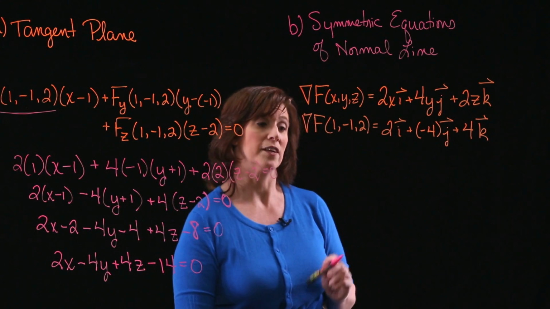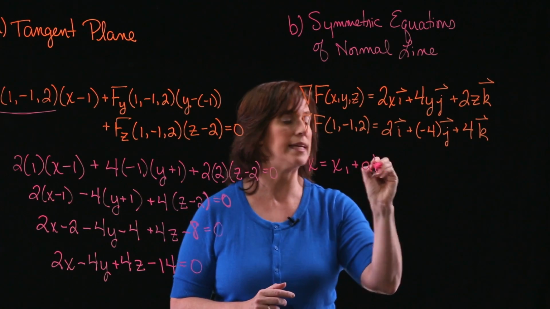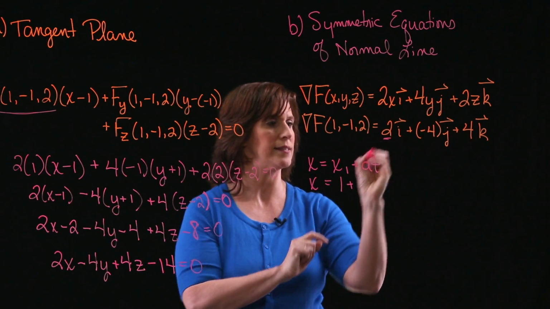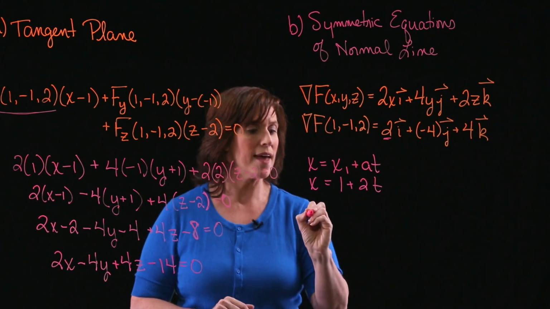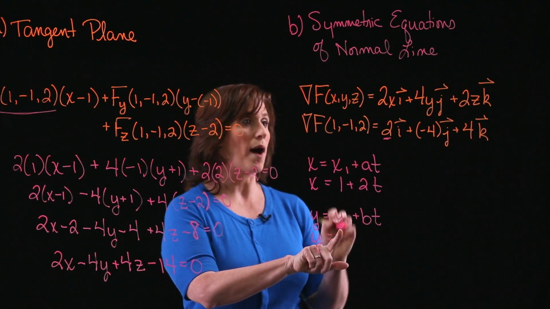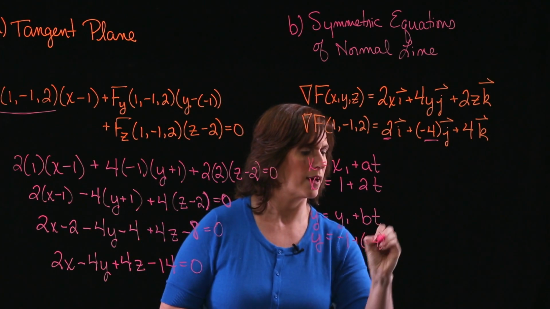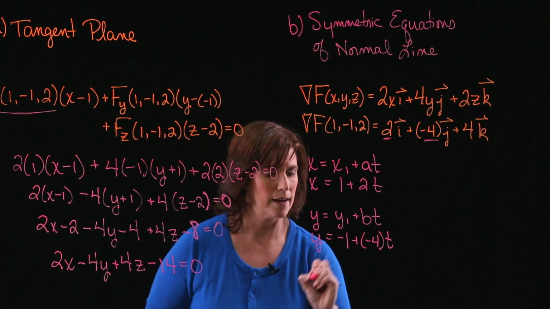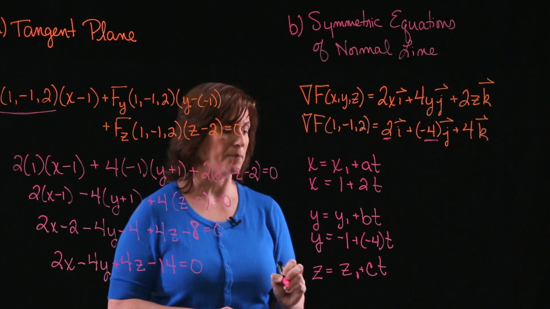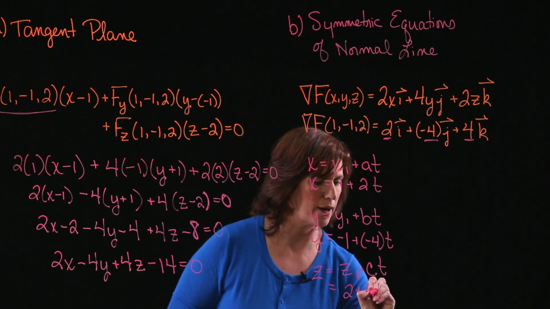Because I have the equation of a line, x is going to be x1 plus a times t, which in this case is 1 plus 2t, since the direction is 2. Y is going to be y1, which is negative 1, plus my direction, which is negative 4, times t. Looking at z, z is going to be z1 plus my direction times t, which in this case is 2 plus 4t.